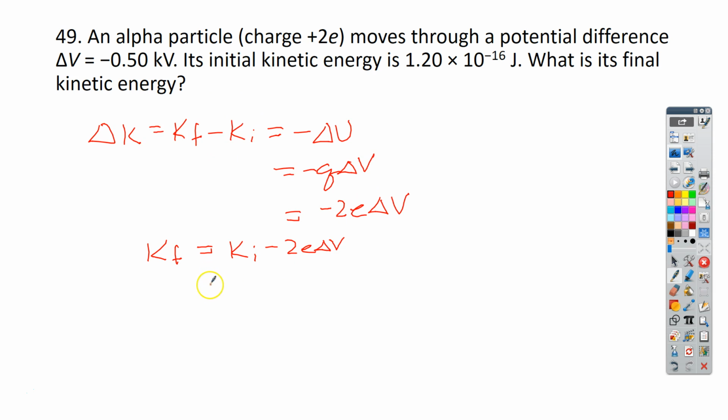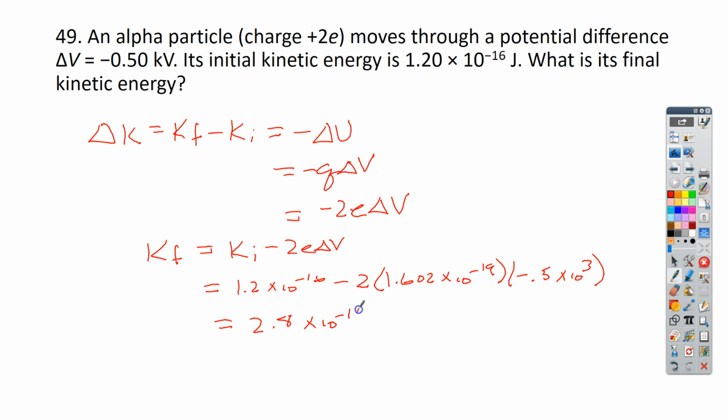All right, let's go ahead and solve now. So this is equal to 1.2 times 10 to the negative 16th minus 2 times e, which is 1.602 times 10 to the negative 19th, times our change of potential, which is negative 0.5 times 10 to the third because it's kilovolts. And we do our math, should end up with 2.8 times 10 to the negative 16th joules. And that is the end of the problems for section 17.3 through 17.4.